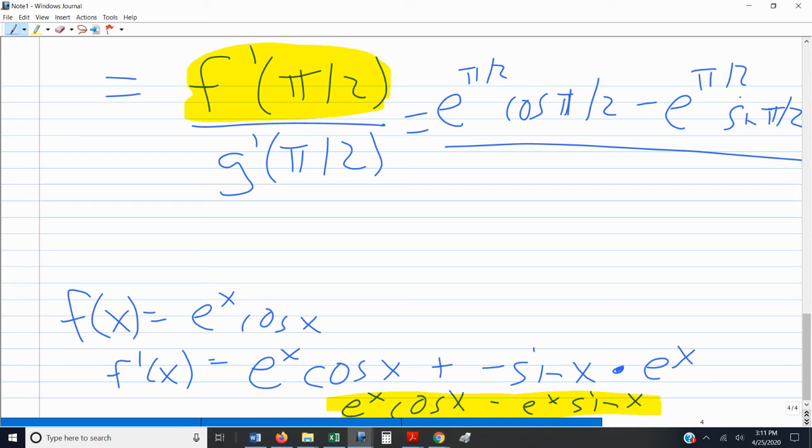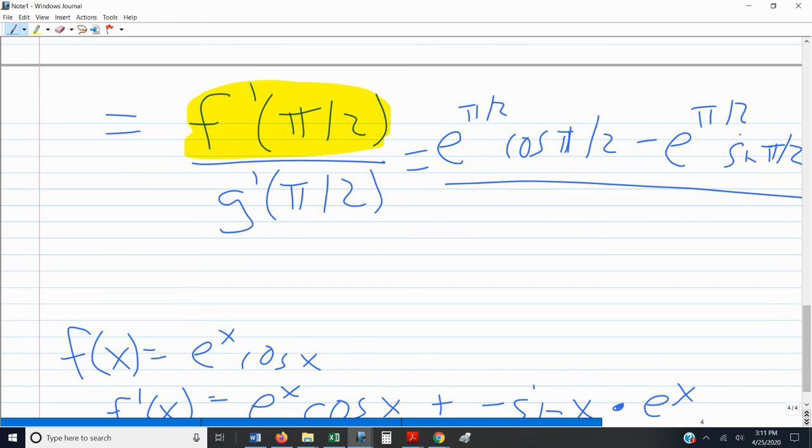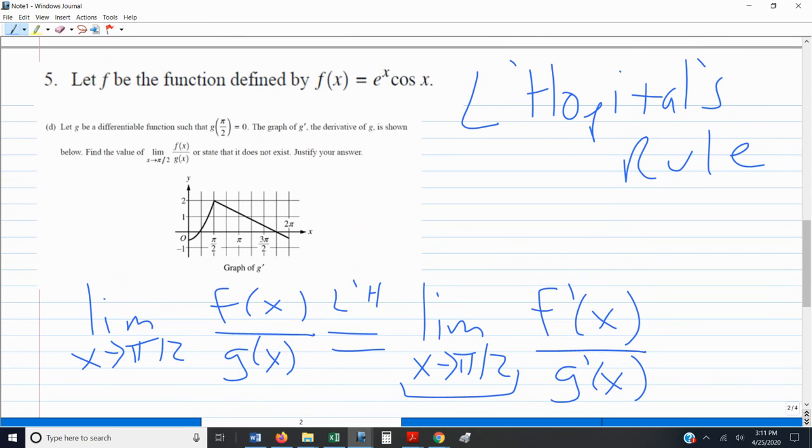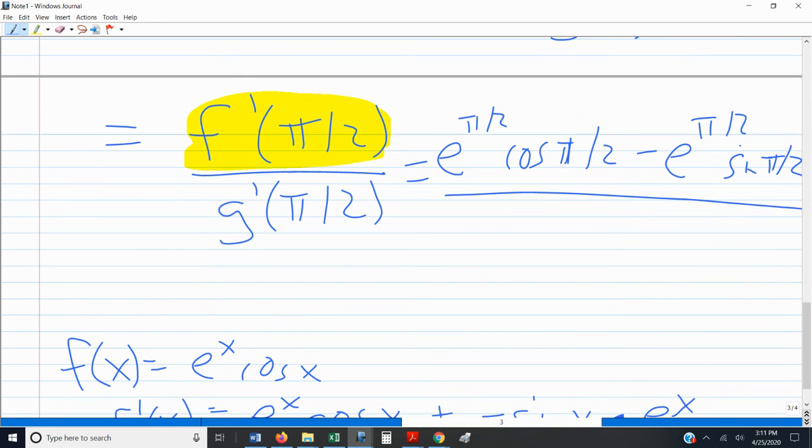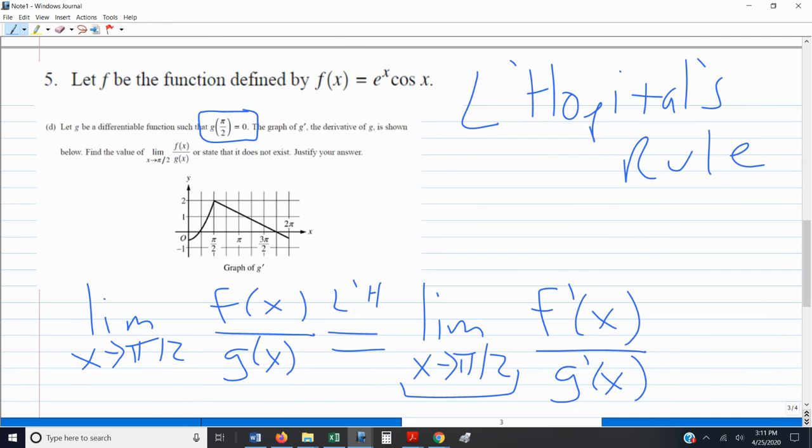Then we are asked to figure out g prime of pi over 2. We're going to go back to the question to see what they told us about the g function. So this is the g function, but they are asking me for g prime of pi over 2. So can you see a way to figure out g prime of pi over 2?